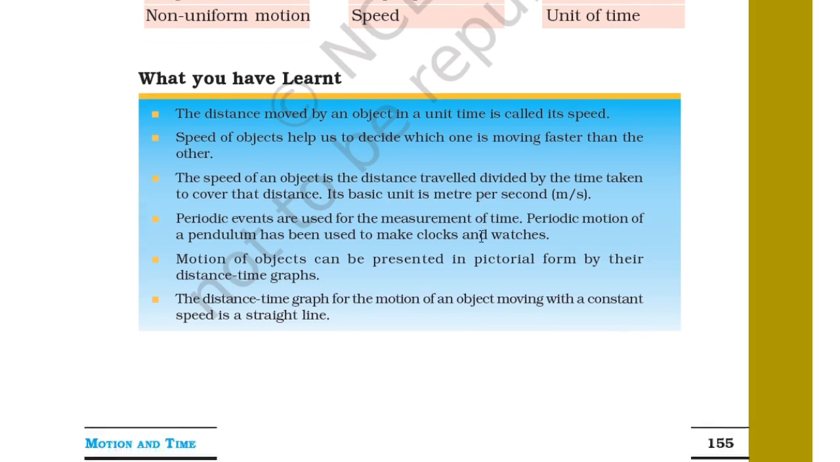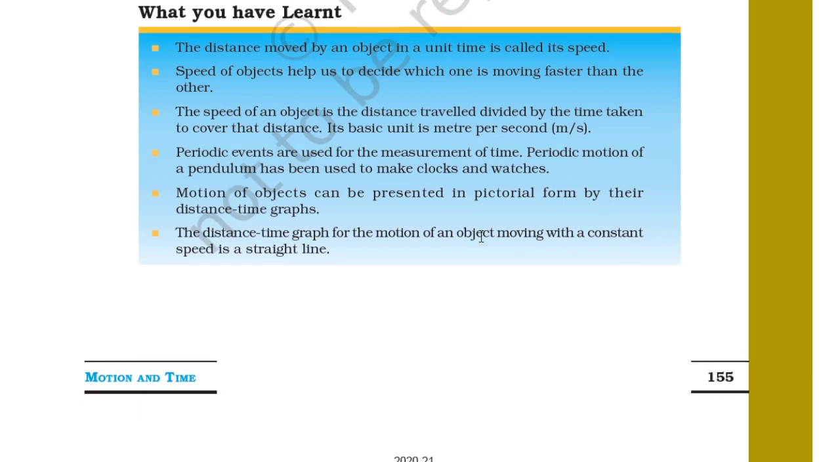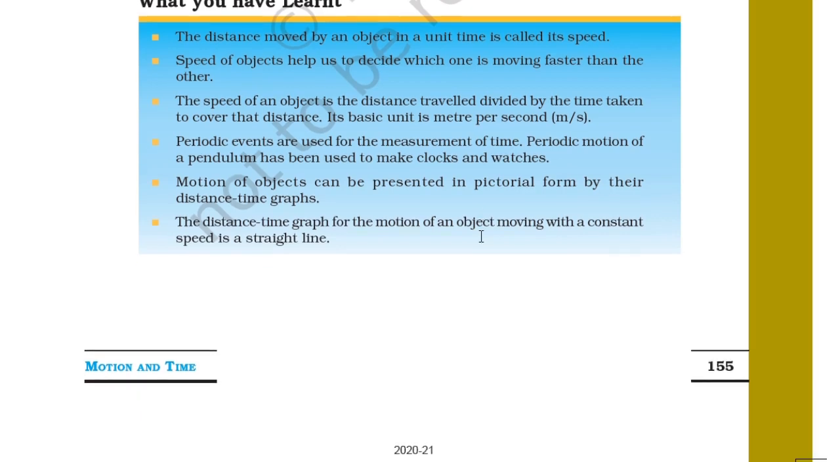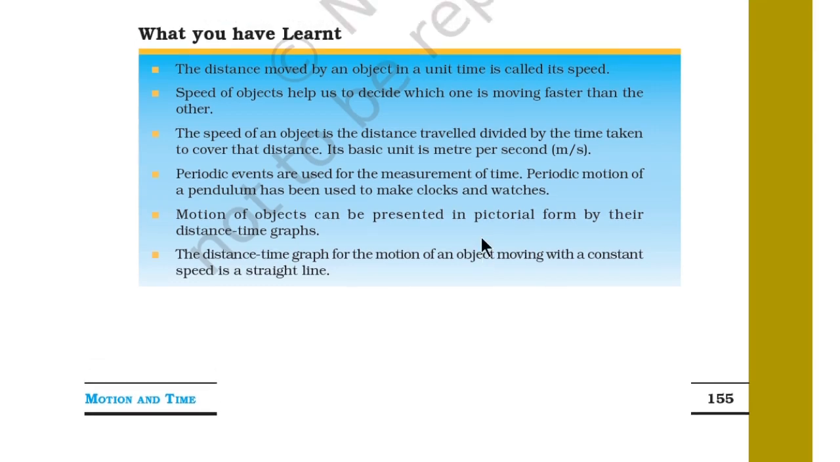Periodic events are used for the measurement of time. The periodic motion of a pendulum has been used to make clocks and watches. The motion of objects can be presented in pictorial form by the distance-time graph. The distance-time graph for the motion of an object moving with a constant speed is a straight line.